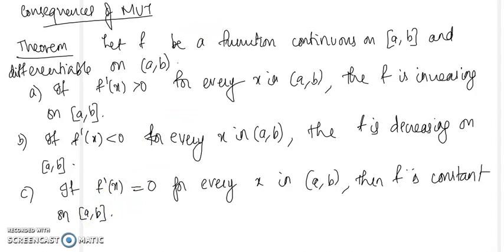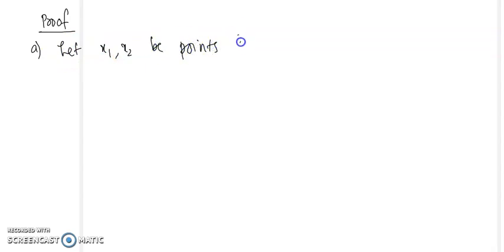So we will see the proof for this using the mean value theorem. So let us see the proof of part A. Now let x1, x2 be points in the closed interval AB such that x1 is less than x2. So let us take two points in the closed interval AB such that x1 is less than x2.